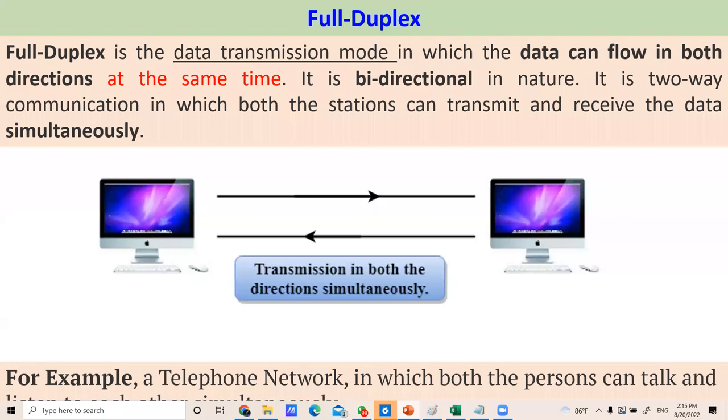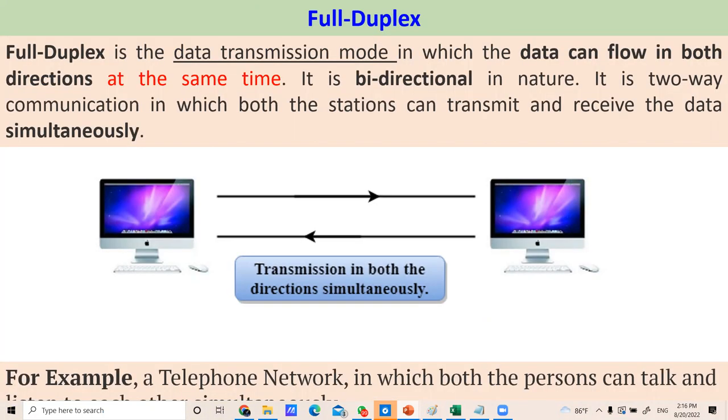Because while I am teaching, you can answer, you can question. You can ask questions. Therefore, this type of communication is under full duplex. Right, okay. Then these are the things.